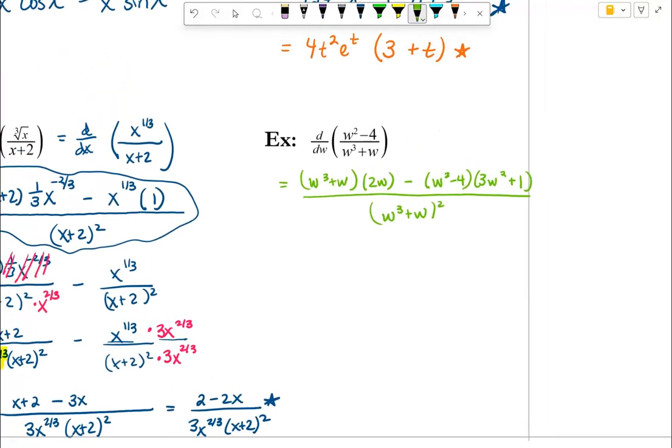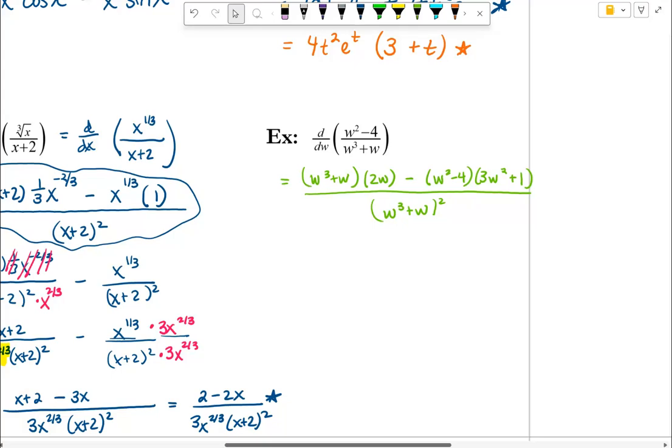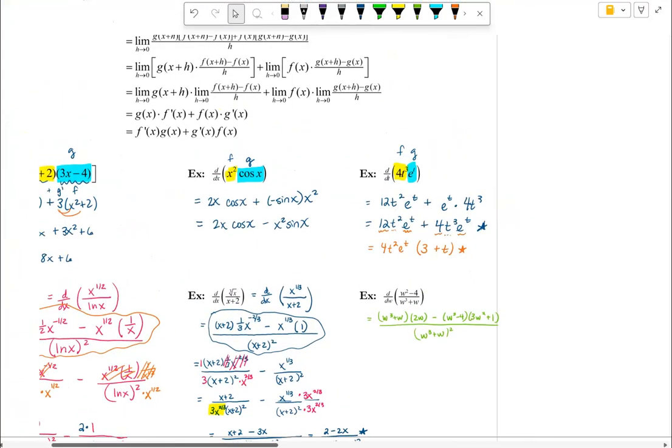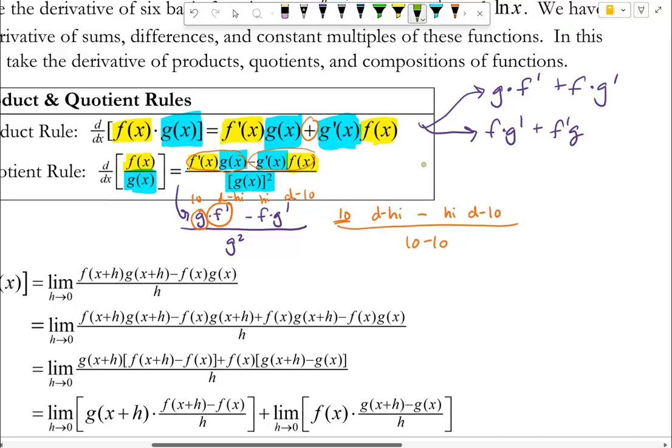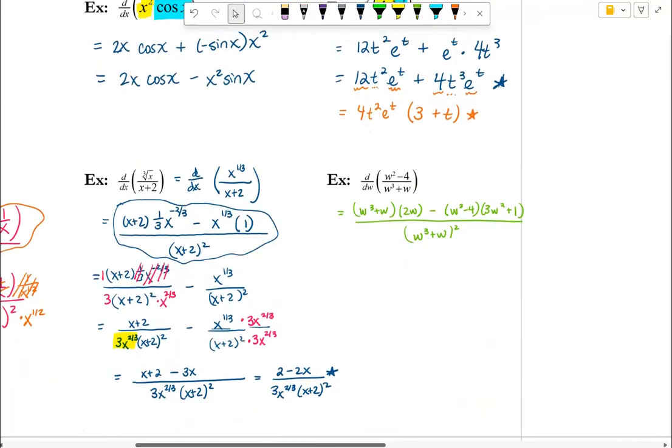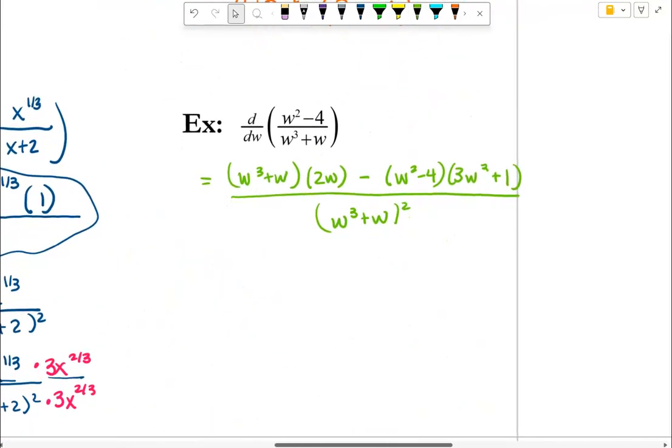And so I want to point out that when I'm saying low d high minus high d low, I am alternating. I'm saying g times f prime minus f times g prime. But if you're more comfortable following the quotient rule as it's written, we should still get the same answer because we're just switching our factors in our terms at the top.